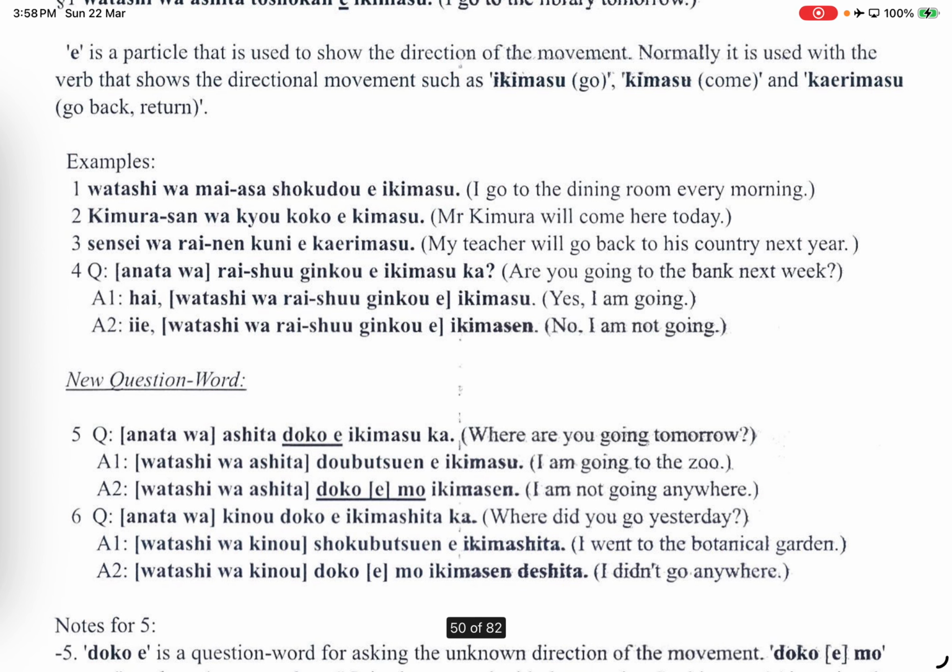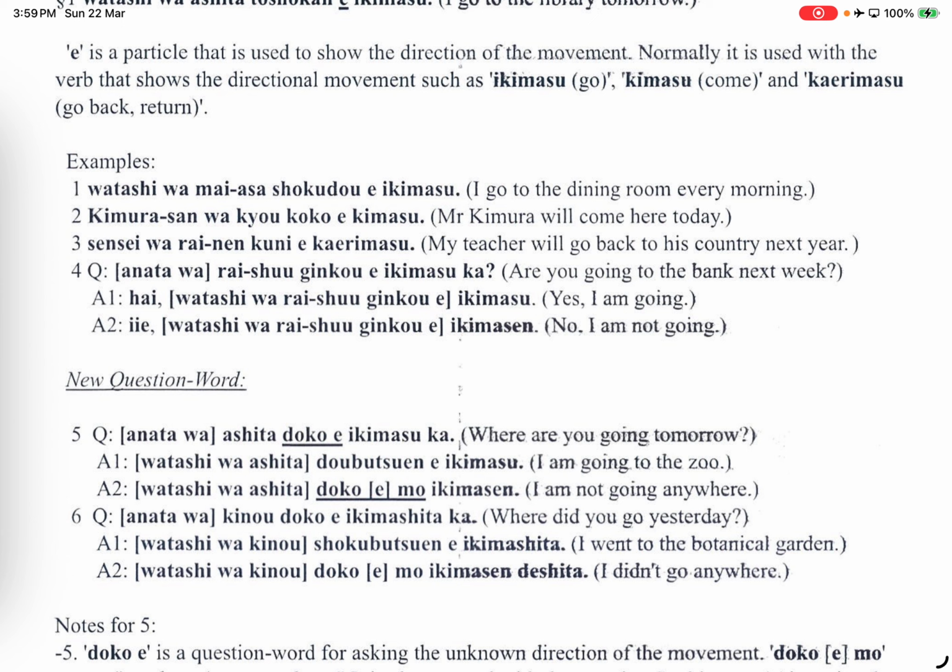Number 2, Kimura-san wa kyou koko e kimasu. Right? Koko means here. So here e kimasu. Kimasu is come. So come to here. Come to here. So who comes to here? Kimura-san. So about Kimura-san, he will come here. He will come to here.